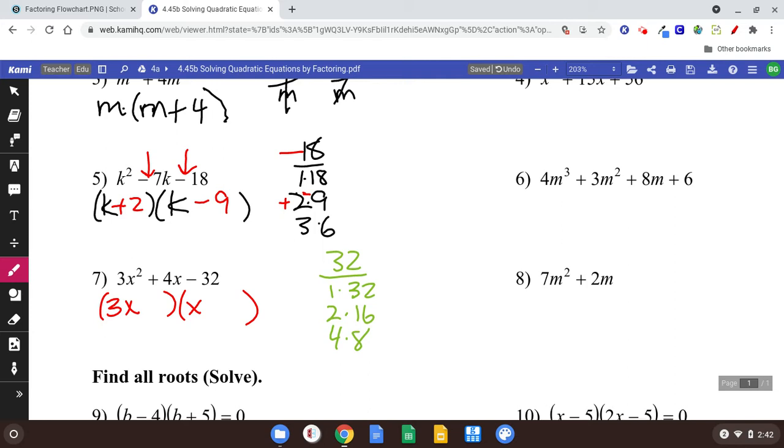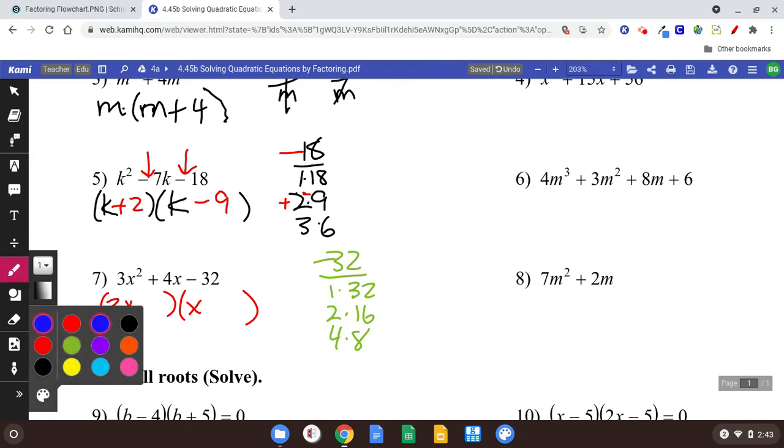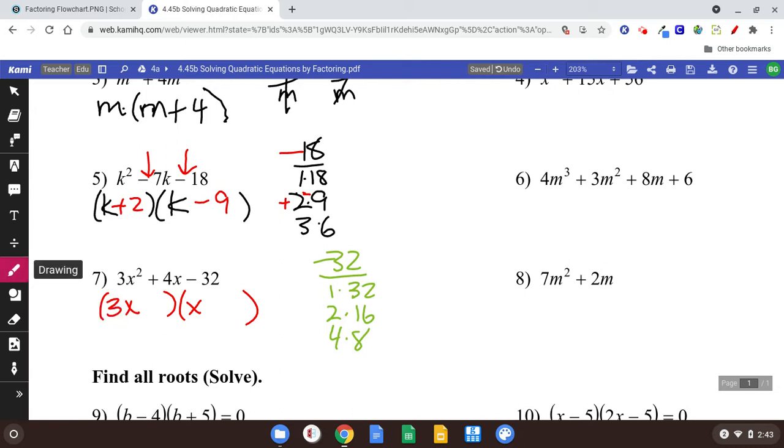Now keep in mind you have to multiply to negative 32, which tells you that there's going to be a negative in your numbers somehow. So let's think about this. The main difference between a hard trinomial and an easy trinomial is these numbers aren't going to add up to 4. Okay? You may look at these two numbers and say, well, hey, 8 minus 4 is 4, and that's true.